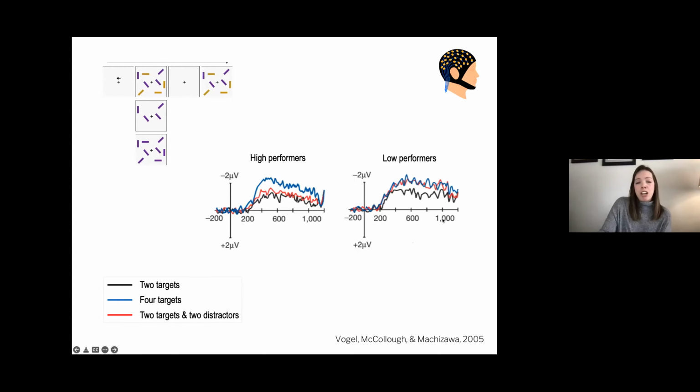Low performers, on the other hand, were not able to do this. So low performers seem to encode all 4 of these things in memory, even when they were explicitly told not to. And so Vogel and his colleagues from this work concluded that attention really serves as this simple in and out filter to visual working memory that restricts irrelevant information from being encoded and unnecessarily consuming those limited resources in working memory.